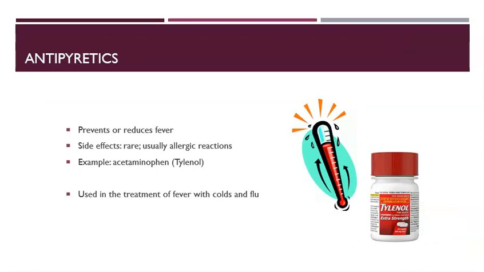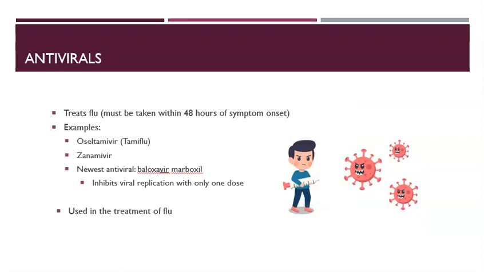Antipyretics. These are used to prevent or reduce fever. An example of this would be acetaminophen. Side effects are rare, and typically we just worry about allergic reactions to the medication. We have talked about antipyretics for treatment of fever with colds and flu. Antivirals. These will help treat the flu if they are taken within the first 48 hours of symptom onset. Examples on this slide all have a common ending of VIR, and the only place we've talked about these medications is for the treatment of the flu.